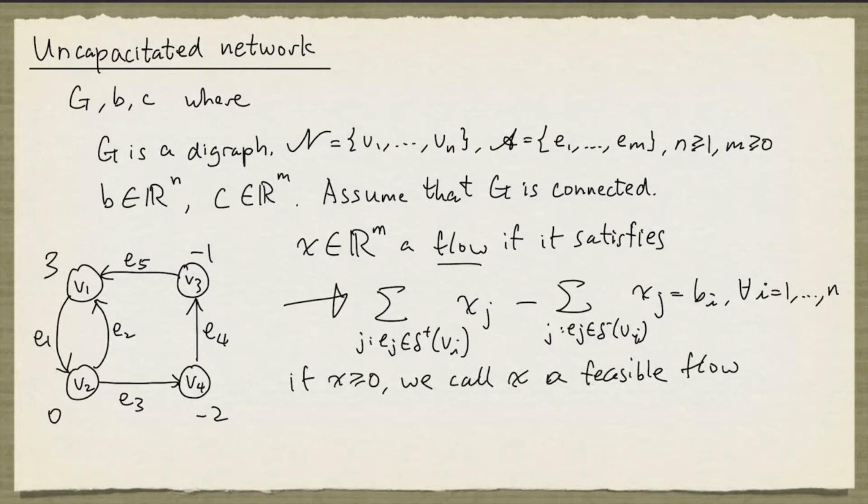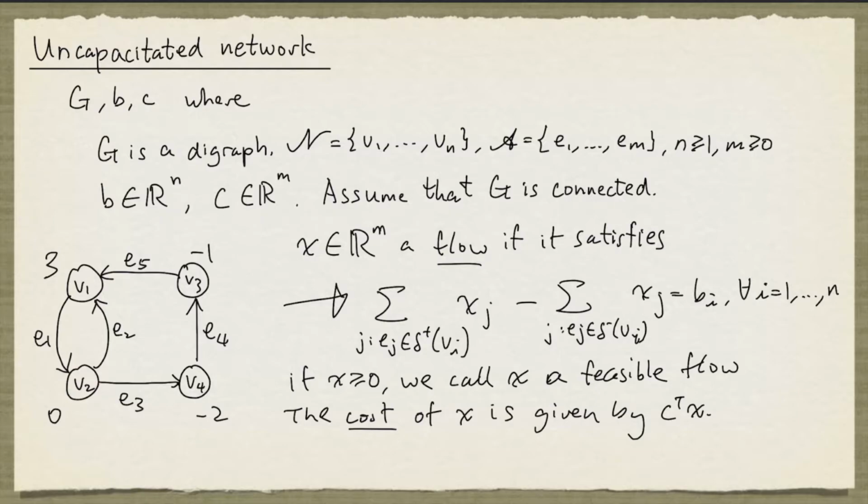These constraints are called flow conservation constraints. And the cost of a flow is given by C transpose X. So the minimum cost flow problem is to find a feasible flow of minimum cost.